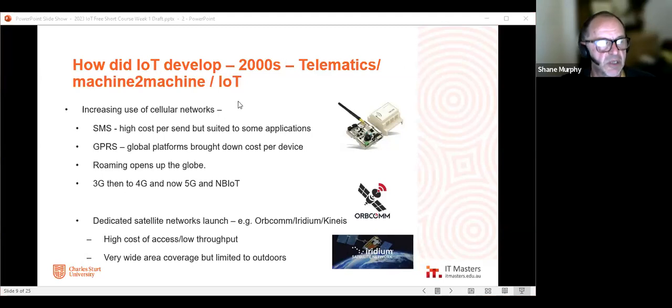And it's in the early to mid 2000s that things really start to take off, because what you get then is the introduction of SMS. So SMS was always there with GSM networks, but realistically, SMS was only suited to certain applications because of its very small data packet size.